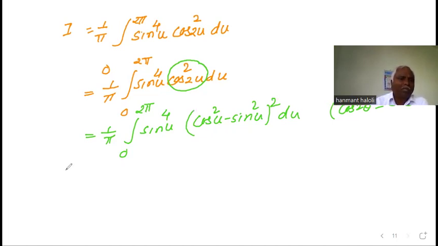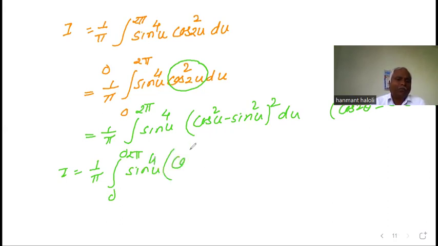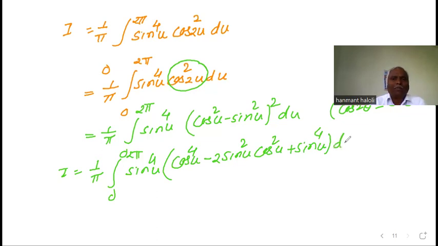And if you split up this integrand with the limits 0 to 2π and the brackets, it becomes sin^4 u into cos^4 u minus 2 sin^2 u cos^2 u plus sin^4 u. This is the bracket expansion by using the (a plus b) whole square formula.